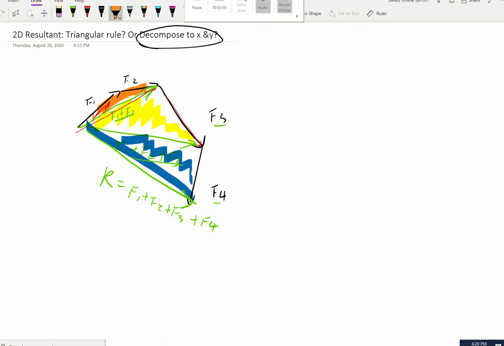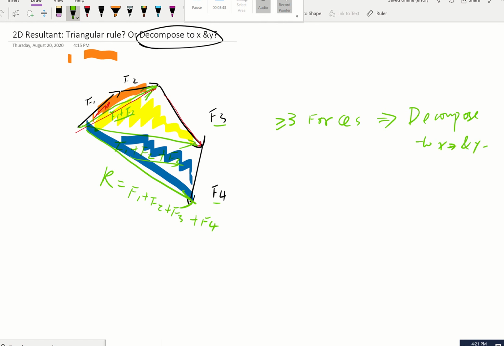Well, I don't think I like to do that. It's too cumbersome. So in that situation, we already know we are getting rid of the triangular rule. If I have more than two forces, if I have three or more forces, I don't think the triangular rule is preferred. So in that situation, I would like to use the decompose method, X direction and Y direction.